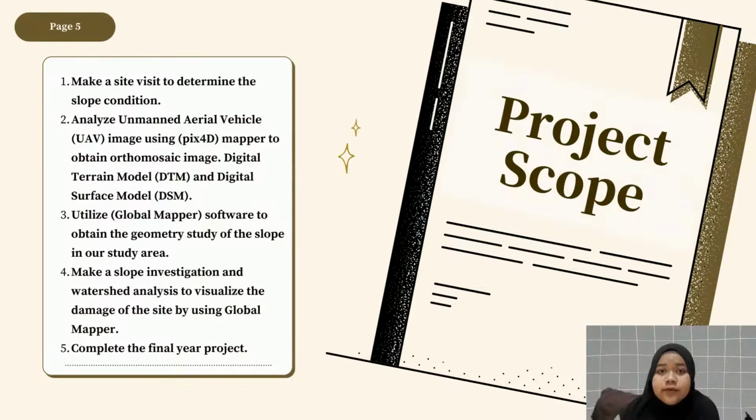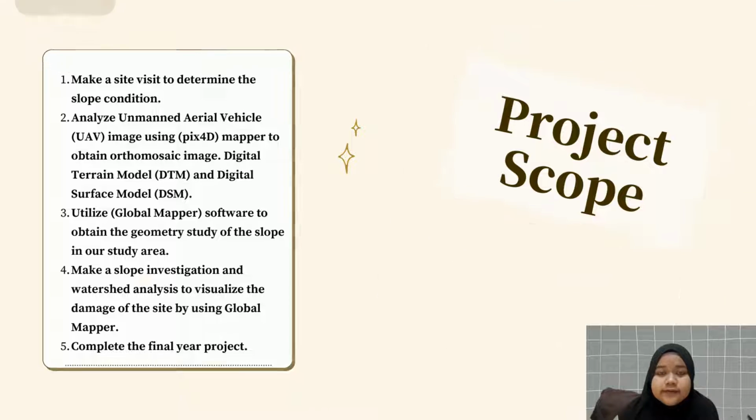Next is the project scope. 1. Determine the slope condition by a site visit. 2. Analyze UAV images using Pix4D mapper to obtain automosaic image, TDM and DSM. Third, utilize Global Mapper software to obtain the geometry study of the slope in our study area. Next, make the slope investigation and watershed analysis to visualize the damage of the site using Global Mapper. Lastly, complete the final year project.